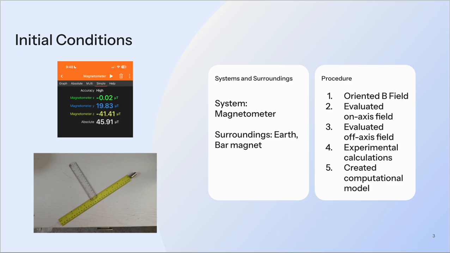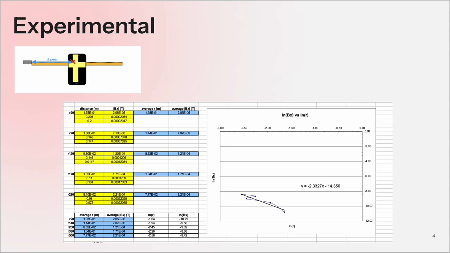Our initial conditions were shown on the left. That is how I arranged my setup, so that way the magnetic field in the x direction would be 0. And then the system was the magnetometer, and the surroundings was Earth and the bar magnet, and then the procedure is shown on the right.